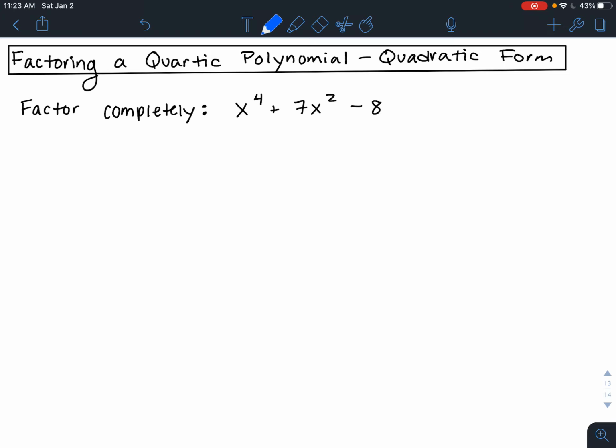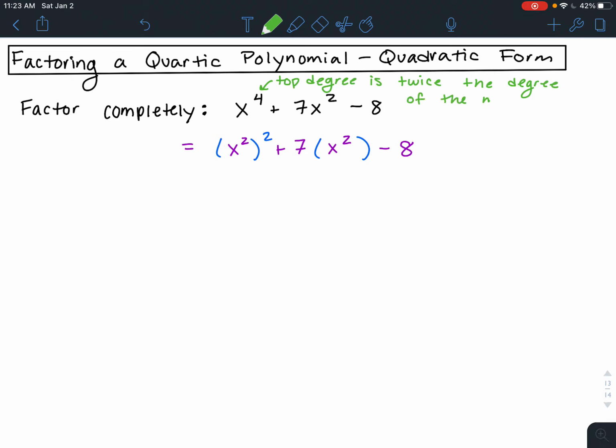There's a constant term, so there's a term with no variable on it, which we have here, right, the -8, no variable, and where the highest degree is twice the middle degree. So in other words, we can fiddle around with this a little bit and say this is really x squared, all squared, plus 7 times x squared, minus 8. So in other words, the top degree is twice the degree or exponent of the middle term.